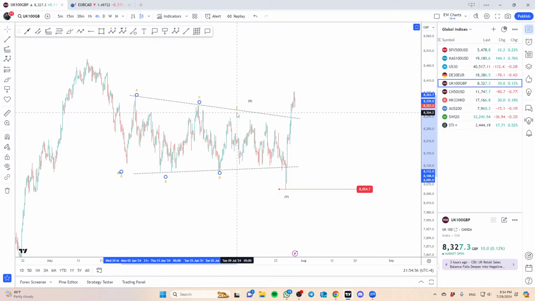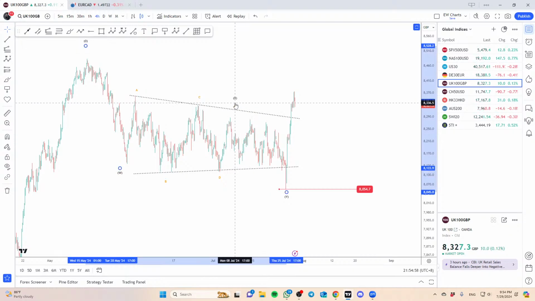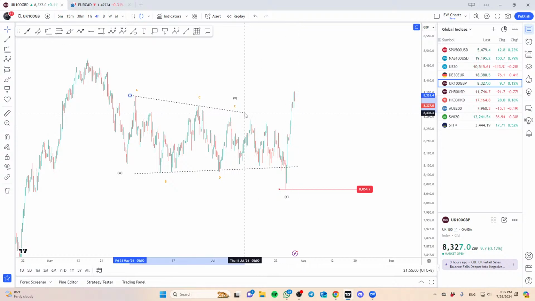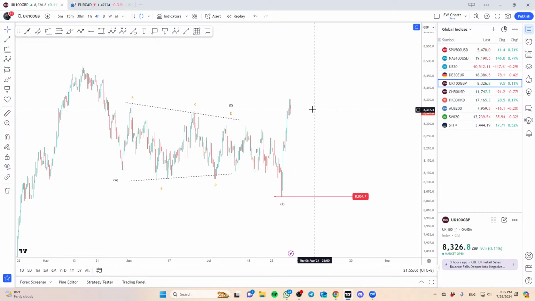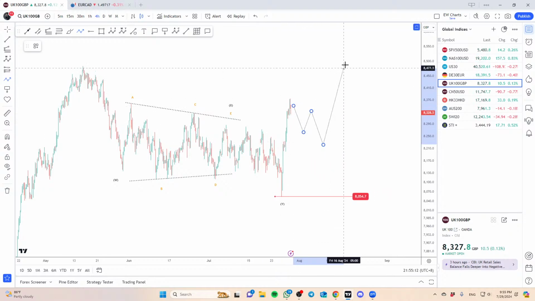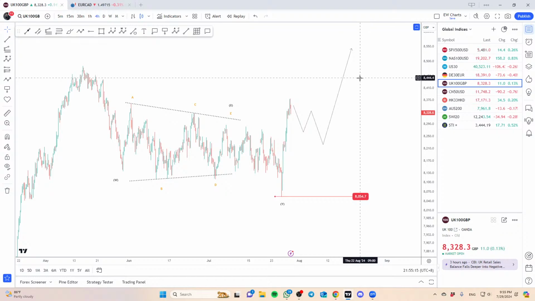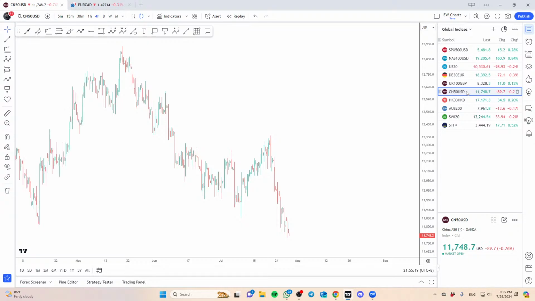Whether E is here, I think we'll just put it there. It looks neater like that, right? That will be a triangle. So if that's going to be the case, then this will be a very impulsive leg. Right now we'll then be expecting some sort of a corrective pullback if you can get that upside potential. Okay, so that's on FTSE.